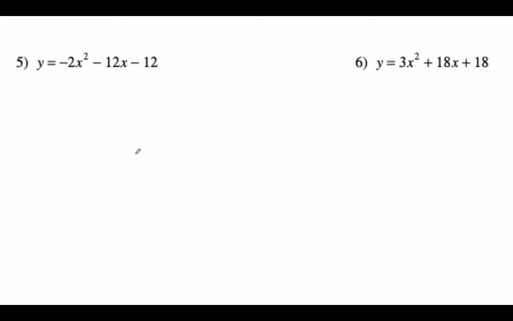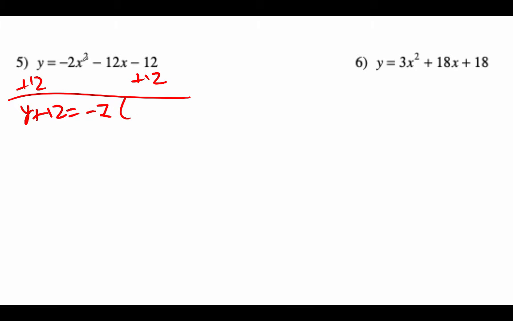Number 5, very similar. Move the 12. Y plus 12 equals, factor out the negative 2. X squared plus 6x, leave a blank. Negative 2 is out front. That's a 2. X, divide by 2, square it, plus 9.